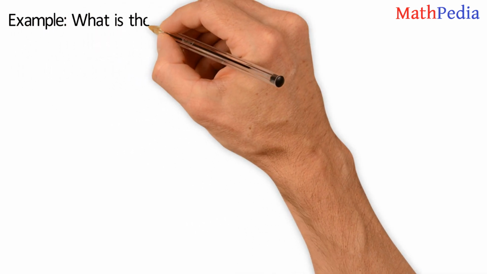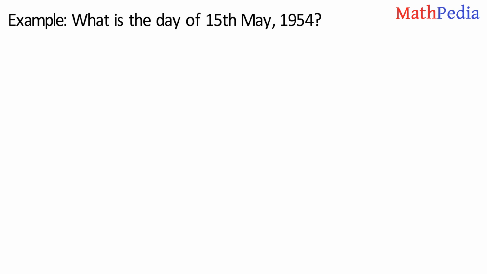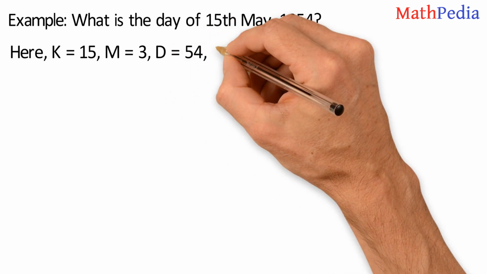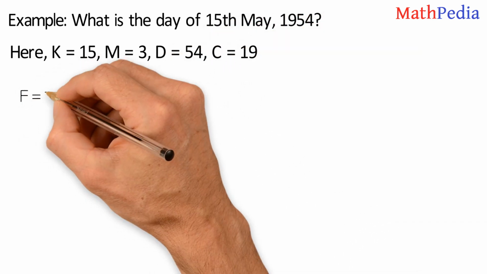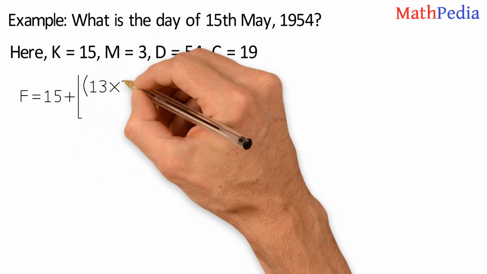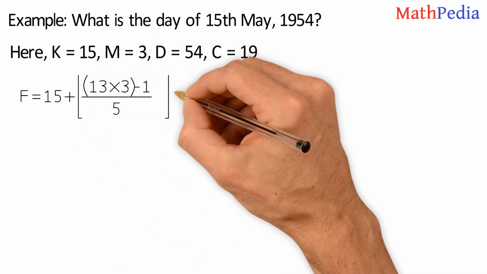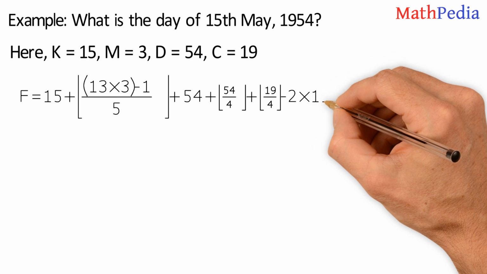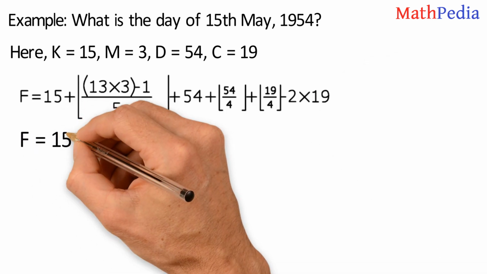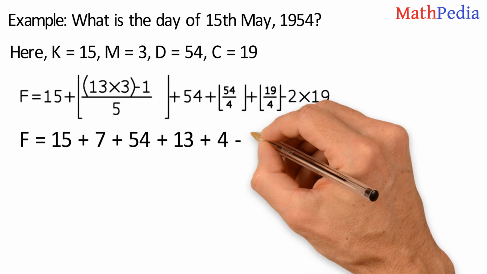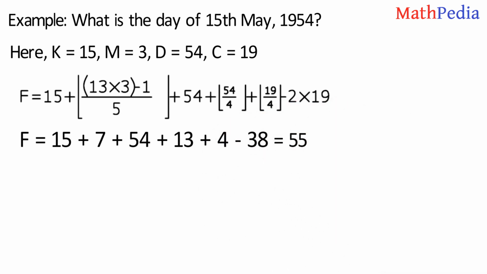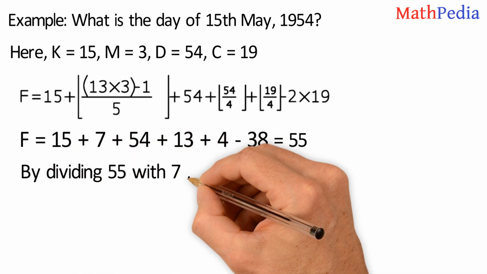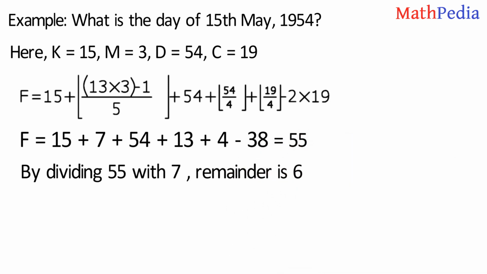Example. What is the day of 15th May 1954? So here K equals to 15, M equals to 3, D equals to 54, C equals to 19. So now put these values in the formula. Then we get f equals to 15 plus 7 plus 54 plus 13 plus 4 minus 38, which equals to 55. By dividing the value of f, which is 55, with 7, the remainder is 6.